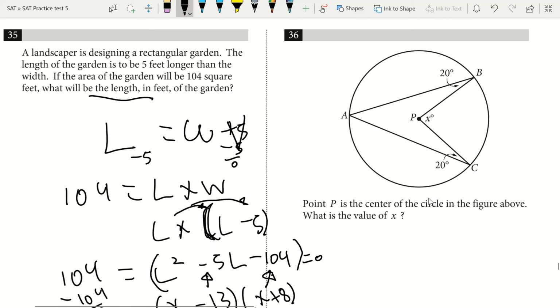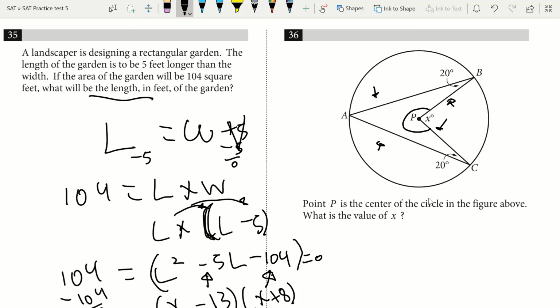All right, point P is the center of the circle in the figure above. What is the value of x? All right, what I see off the bat here is I have this quadrilateral, right? I got all these 4 sides. That's my quadrilateral. I know the interior angles then have to add up to 360.